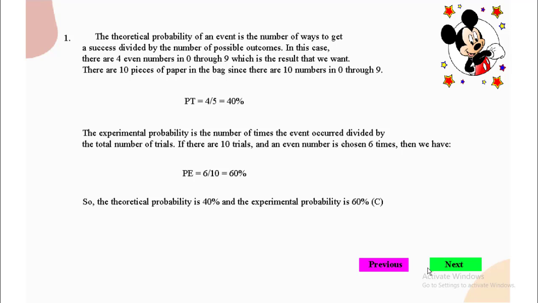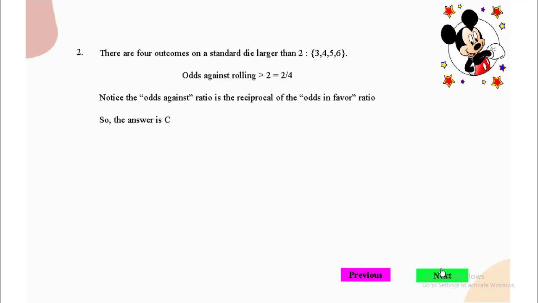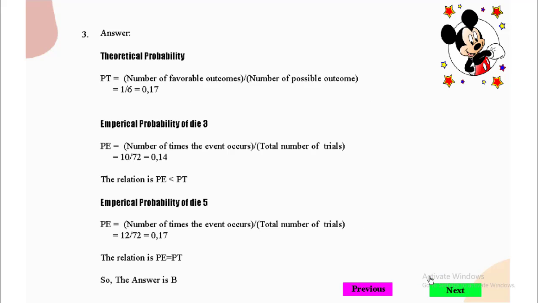And next we click here. Number 2, there are 4 outcomes on a standard die larger than 2. They are 3, 4, 5, and 6. The odds of rolling larger than 2 is 2 divided by 4. And so the answer is C. Okay, for the next number, we click the next button.